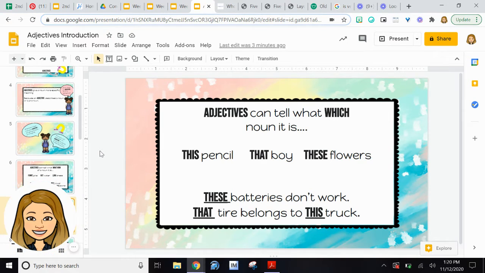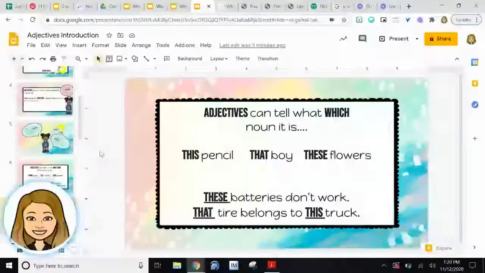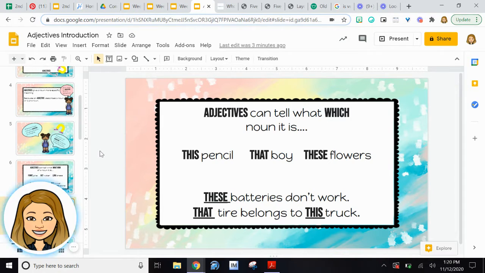Adjectives can also tell which noun it is, such as this pencil, that boy, and these flowers. This, that, and these are all adjectives because they're describing the nouns pencil, boy, and flowers. A few example sentences would be, these batteries don't work, or that tire belongs to this truck.